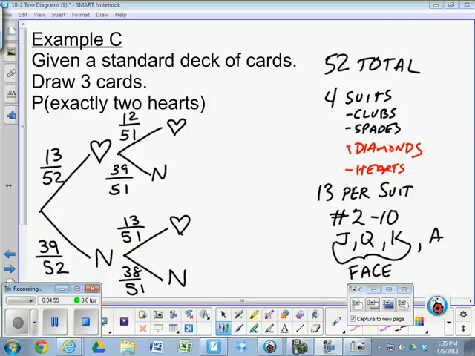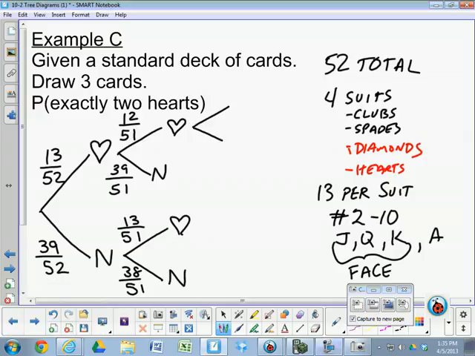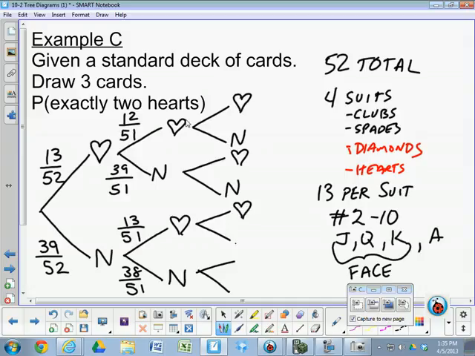Now we're going to draw the third series of branches that represent the third simple event, which is picking a third card. But how many total branches are there going to be if each of these 4 have 2 more? 8. We have 8 total paths. Heart, not. Heart, not. And so on. You could just use an H if you'd like.